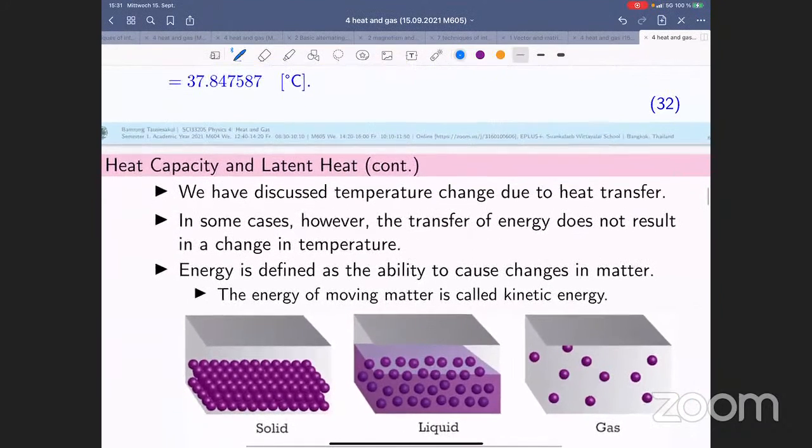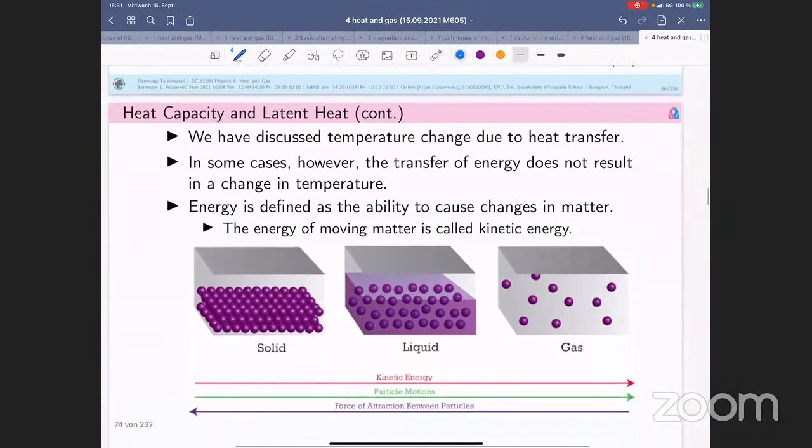Okay, and okay, let's start the latent heat. We have discussed the temperature change due to heat transfer. In some cases, okay, the energy transfer doesn't result in a change of the temperature. What you have seen before, right? There is a temperature change, right? You throw heat into the system and you get the temperature change. But in some cases, there is no temperature change at all. Okay, but there is a change in phase. Okay, but let's go into the detail of the phases.